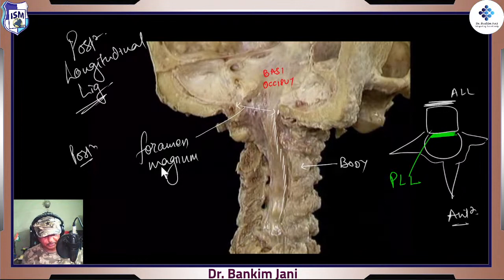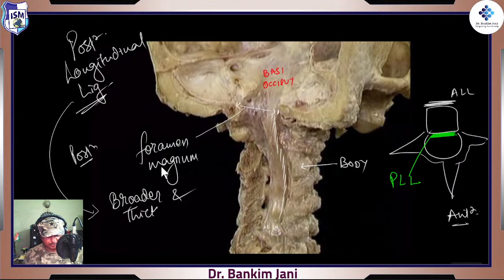Now regarding this posterior longitudinal ligament, the speciality is that it is broader and thicker above. It is above because as it goes down, slowly and gradually, there is a big space available. So it is broader and thicker above, and it becomes smaller and thinner as it goes down.